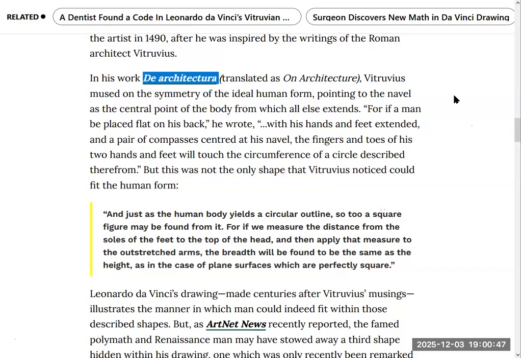Architectura. Yes, I'm not sure if it's Latin or Italian. I would guess it's probably somewhere between the two, actually. The architecture, the architectura. I think that's "tura" on the end, I would say, but I'm guessing. So architecture seems to be it if you translate it.